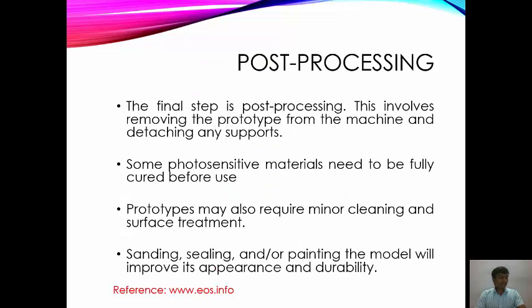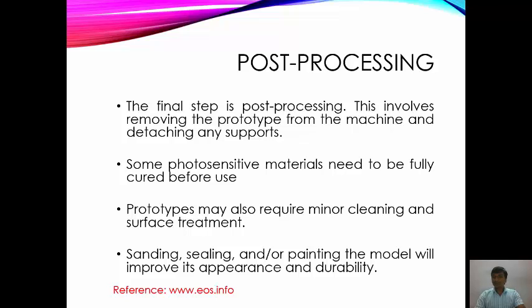The next step in rapid prototyping is post processing. This is the final step in rapid prototyping. This involves removing the prototype from the machine and detaching any supports. Most of the time, these supports will be soluble in water and can be easily washed away. Or else, using some physical force, we can remove the supports from the main object which we require.